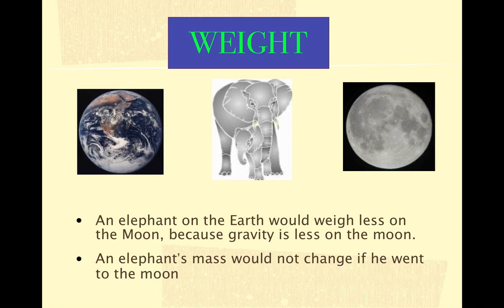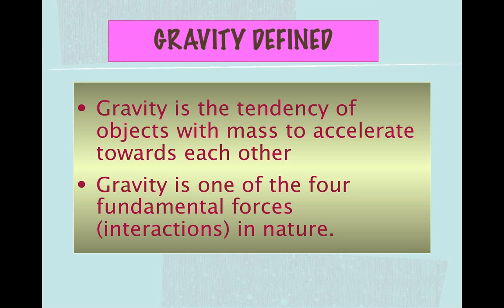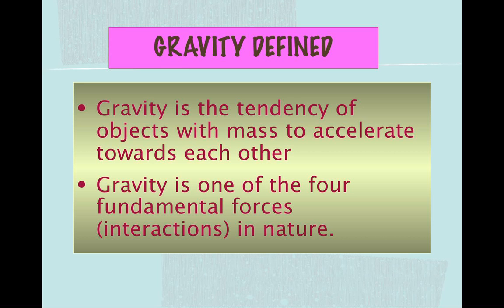Weight, remember, is the pull of gravity on an object. So with the elephant, if I weigh the elephant on the surface of our planet, it's going to weigh like 2 tons. Whereas if I go up to the moon and weigh it, it may only weigh a couple hundred pounds. So let's look at the definition of gravity.